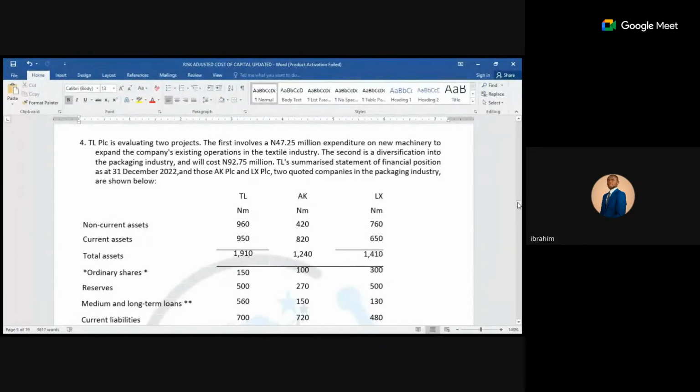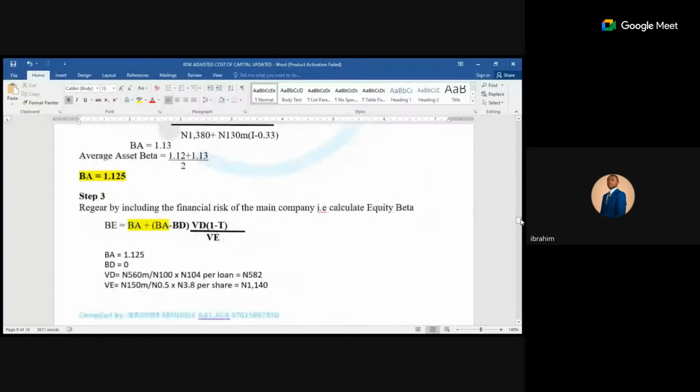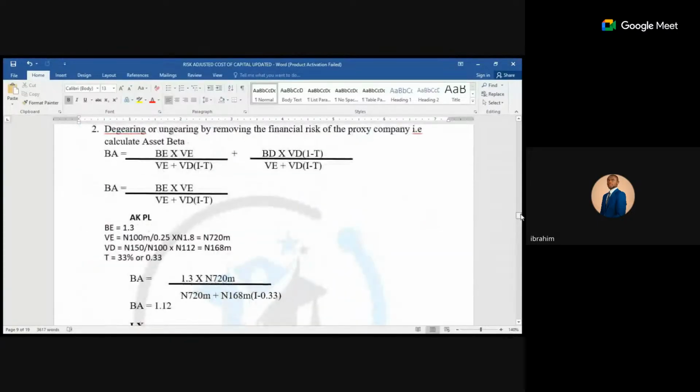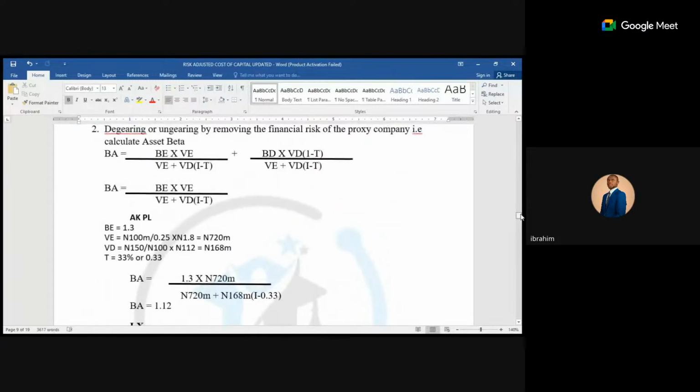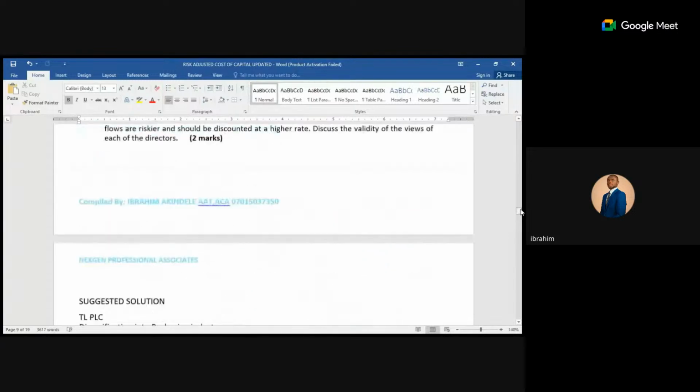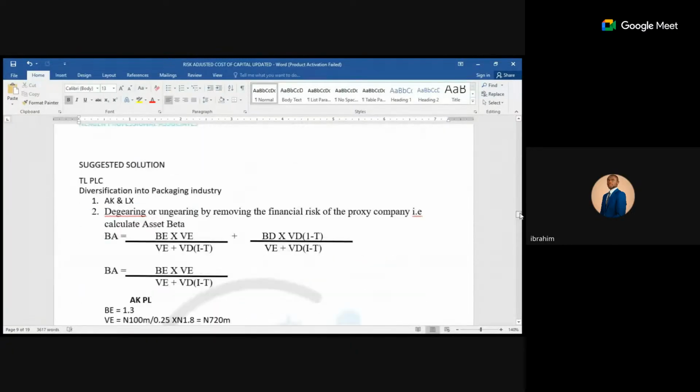Want to do what? Want to actually expand into another line of what? They want to actually expand their operation. And you should not equally forget the lessons learned from this case scenario here. We're given two proxy companies. What do we do?